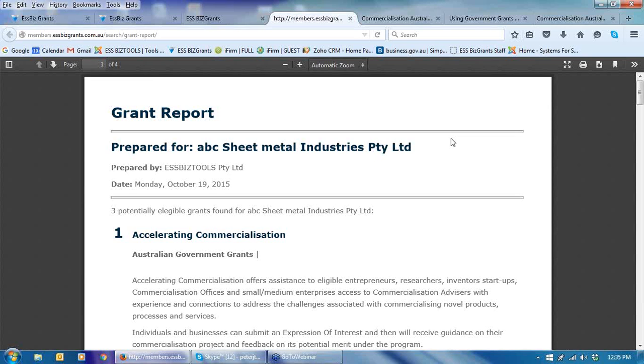What you're then in a position to do is when the client comes in for a review of their financial accounts, or you go to see the client. In a very proactive manner, you can then identify that you have identified some grants that they may be eligible to apply.